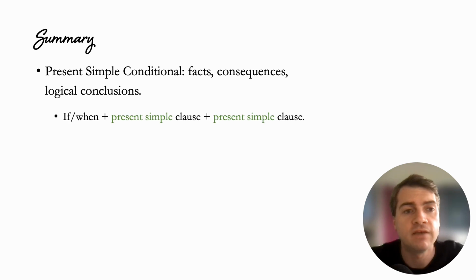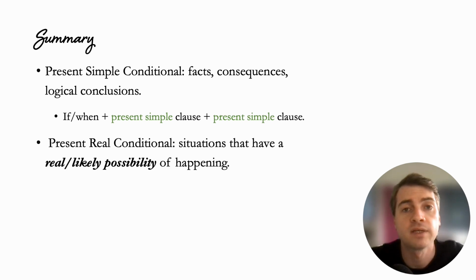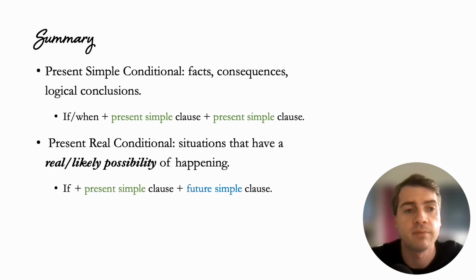We have that if or when plus present simple clause plus the second present simple clause, okay? So this is that one that just kind of shows you the logic, right? If this happens, then that always happens, right? Then we have the present real conditional, which is for situations that have a real or likely possibility of happening. And the structure for that one is if plus a present simple clause plus a future simple clause.